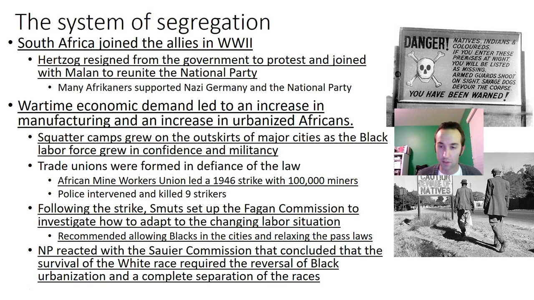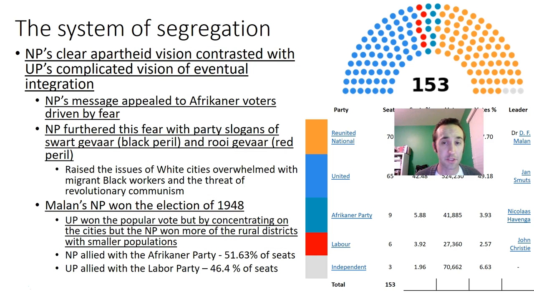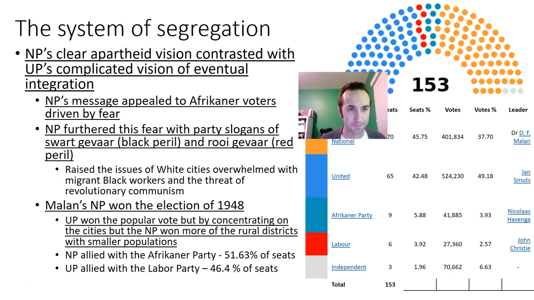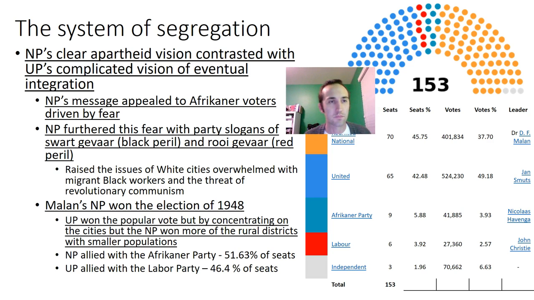And the National Party says, no, and they come up with their own Sauer Commission that concludes that the survival of the white race in South Africa requires the reversal of black urbanization. We've got to kick them out, put them back on the reservation, and we need to completely separate the races. We need to be afraid. And so they have an election based on these two ideas, integration or segregation. This is the big election of 48. The National Party's vision is very clear. Segregation, kick them out, and be afraid. If we don't kick them out, we're going to die. The white people are going to be kicked out, so we need to segregate.